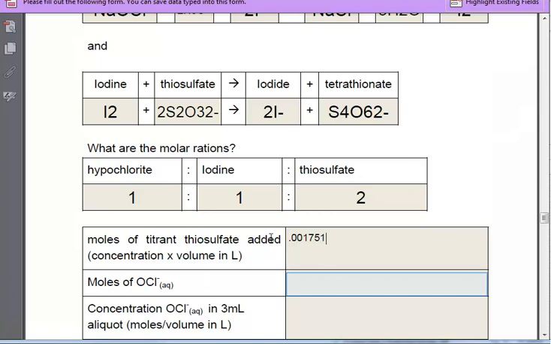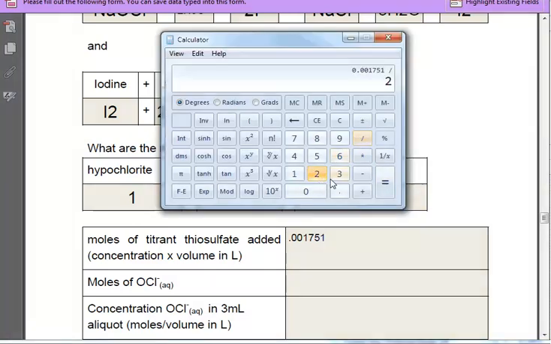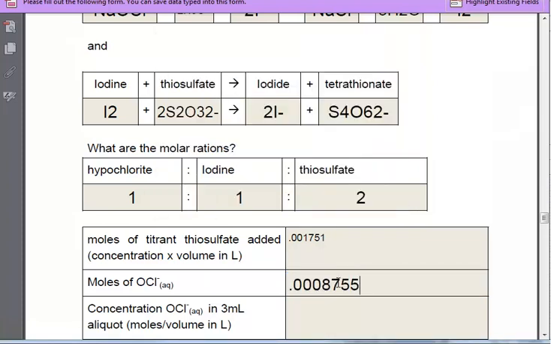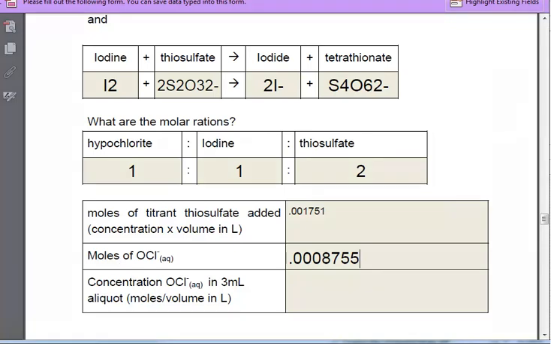The moles of hypochlorite that's equivalent to is half that number. Look, it's 2 moles of thiosulfate for every 1 mole of hypochlorite. So it's that divided by 2. 0.0008755 moles of hypochlorite.